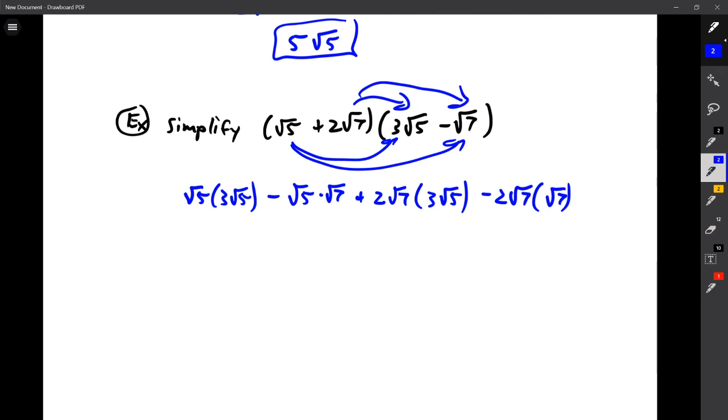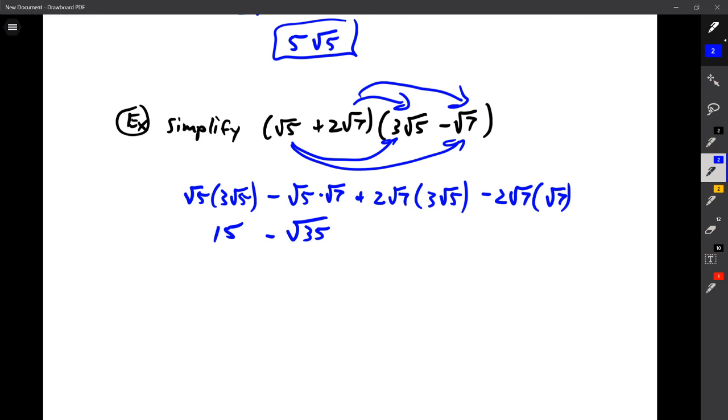Now we just need to simplify each of these chunks and then look to see if anything can combine. So I have 3, and root 5 times root 5 is 5, so this becomes 3 times 5, that's 15. Minus root 35, which is 7 times 5. There's no perfect square: 5 is prime, 7 is prime. When you multiply two prime numbers, you get something that does not have a perfect square in it.